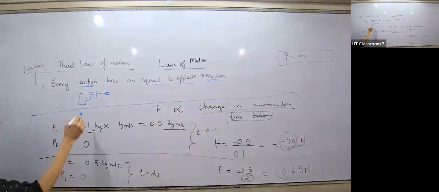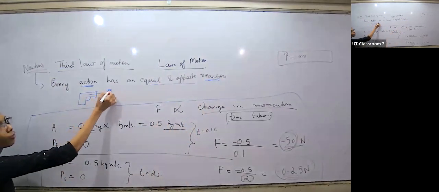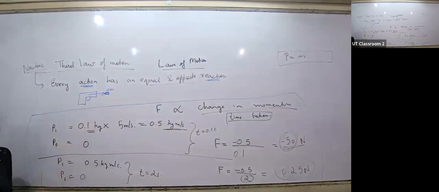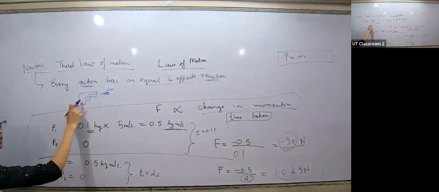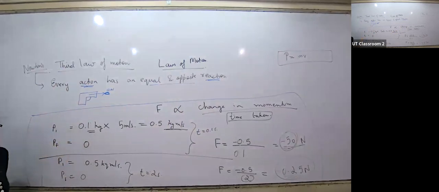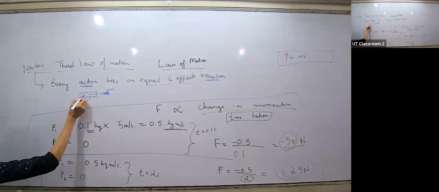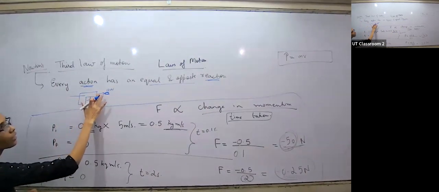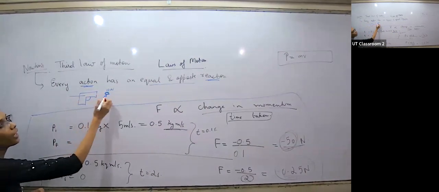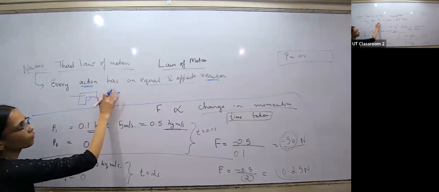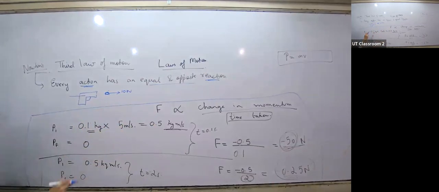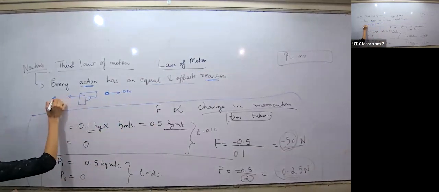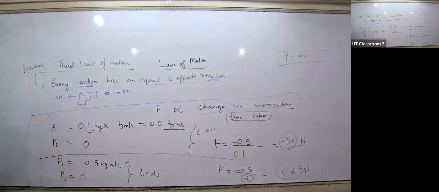That means, if this gun is applying 10 newton of force on the bullet in this direction, bullet will apply 10 newton of force on this gun, but in which direction? Opposite direction. So let me draw it properly. If there is 10 newton force on the bullet in forward direction, then reaction force on the gun, kitna hoga force? 10 newton.